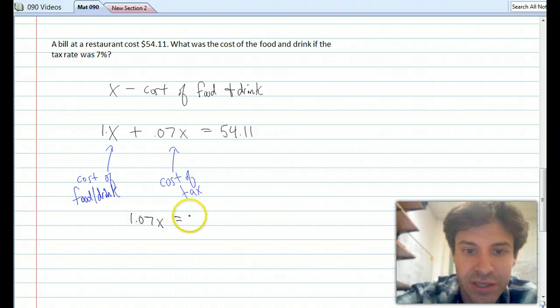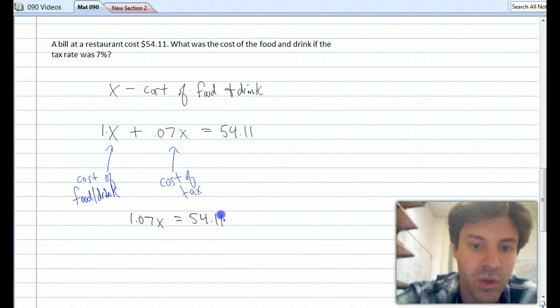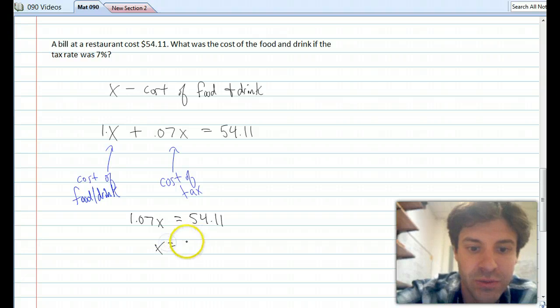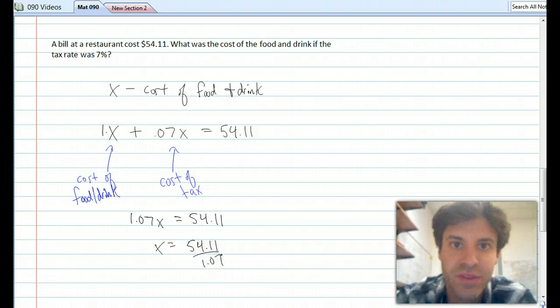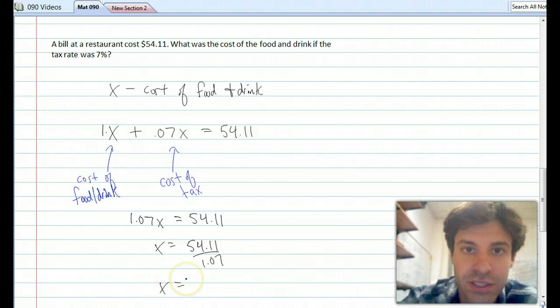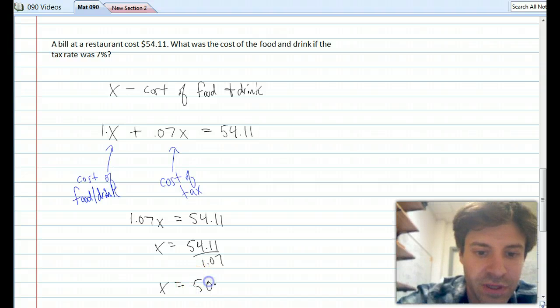The right-hand side hasn't changed. It's 54.11. Now figuring out what x is just a division problem. X equals 54.11 divided by 1.07. Type that into your calculator. And I'm getting that x, the original cost of our food and drink, is $50.57.